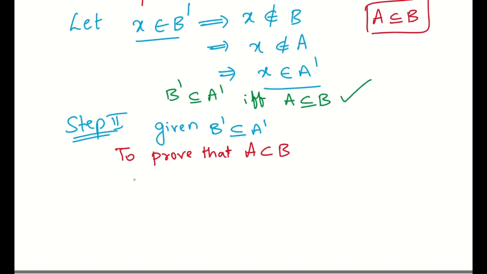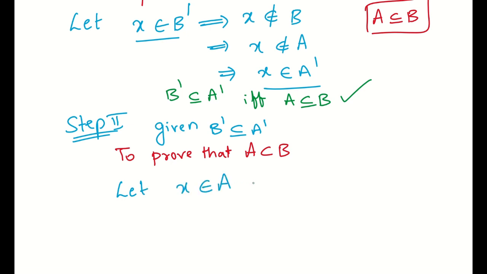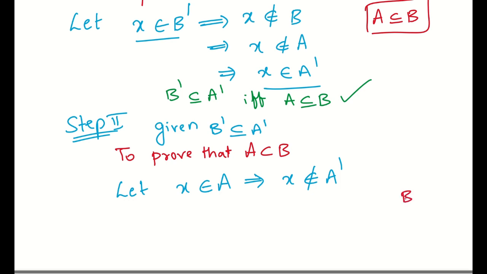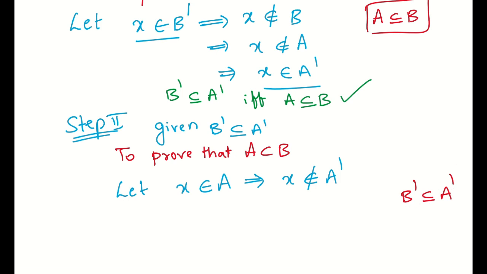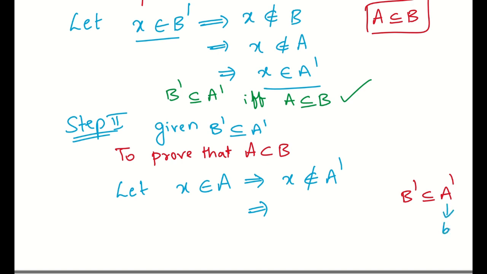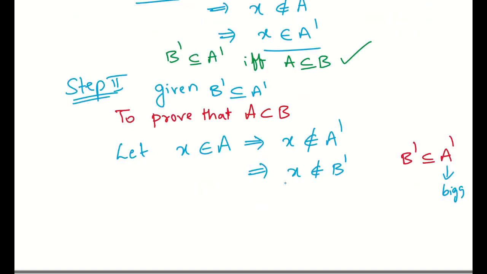For proving this, what we will do? Now let us consider one element x in set A. So if x is in set A, from this what I can say, obviously that element does not belong to A complement. Agree? And we have that B complement is a subset of A complement. If you take one element which is not in A complement, obviously the same element does not belong to B complement. Why? Because A complement is the bigger set. Agree? So I can conclude that that element does not belong to B complement, right?